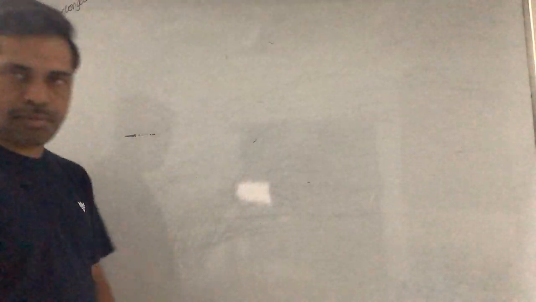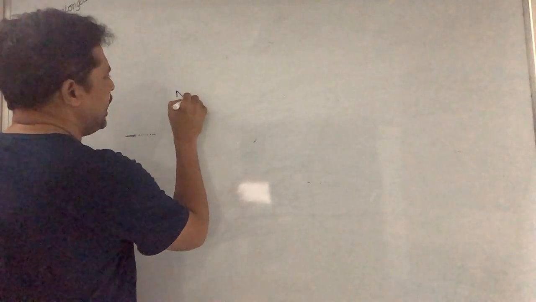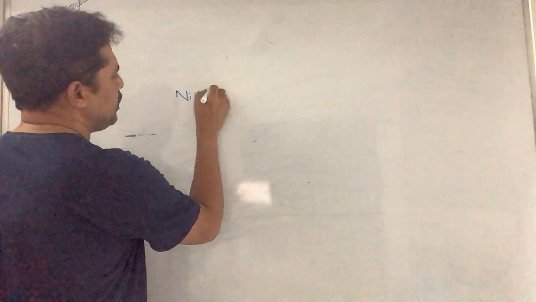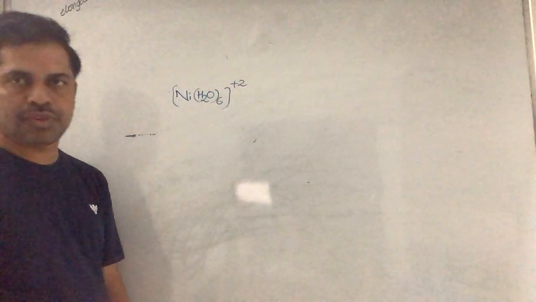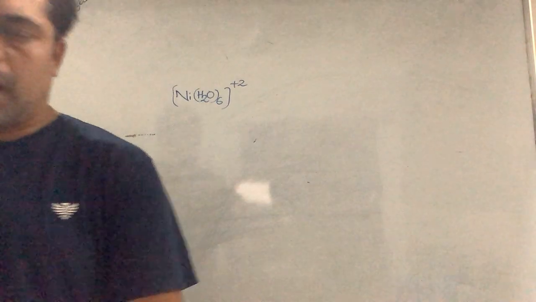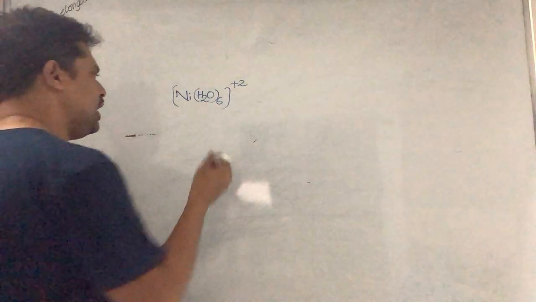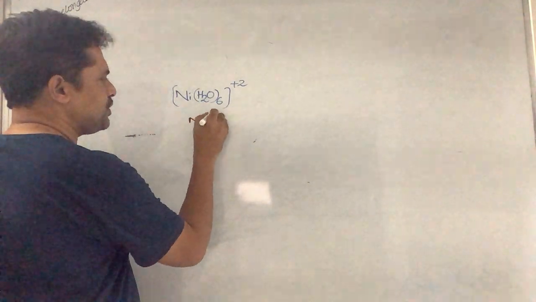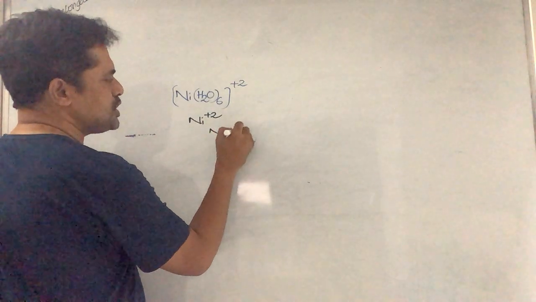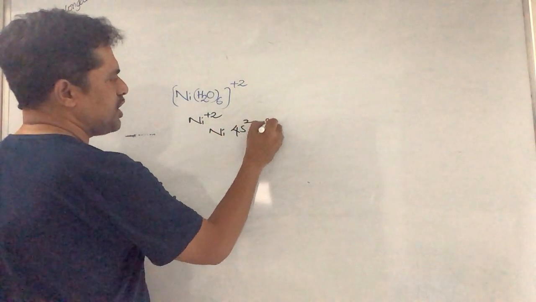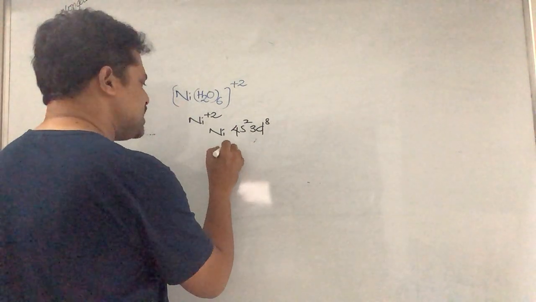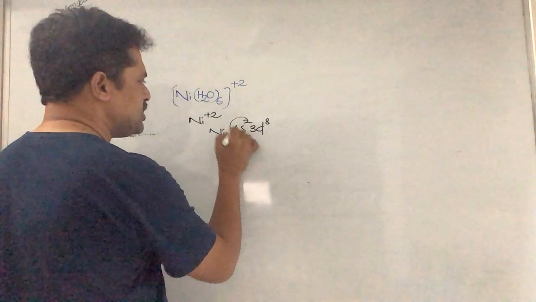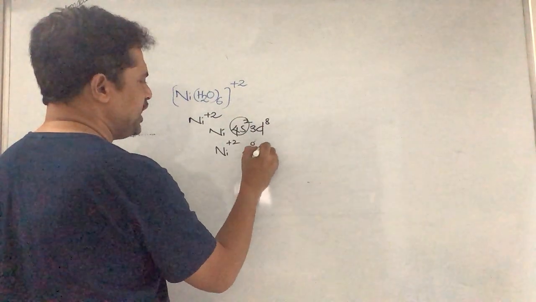We'll go with one simple example. Nickel with 6 water molecules, [Ni(H2O)6]2+. This is the example we are going to discuss. In this, nickel is in the +2 oxidation state. We know nickel's outermost electronic configuration is 4s2 3d8. In nickel +2, the 2 electrons will be lost from the 4s orbital, so it will be 4s0 3d8.